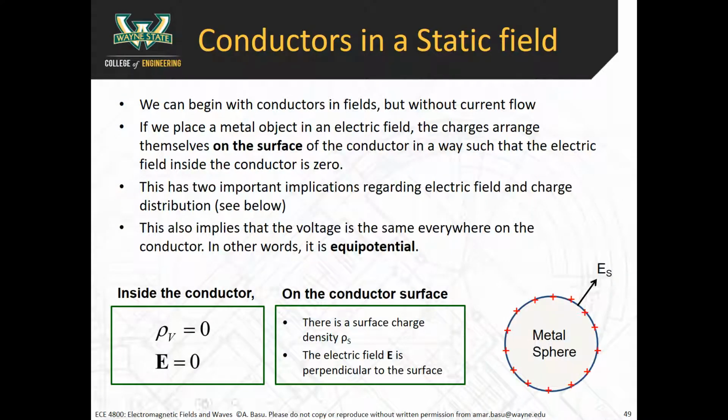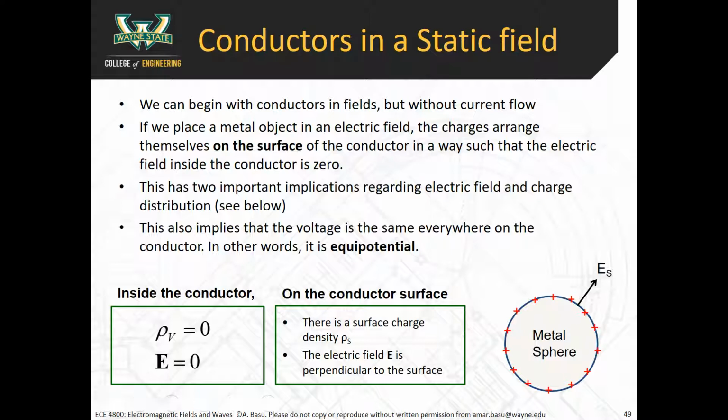Okay. So, two important implications. Inside the conductor, charge density is 0. E is equal to 0 inside the conductor. But on the surface, there's a surface charge density rho sub s. And this is the part I haven't mentioned yet. The electric field is perpendicular to the surface.